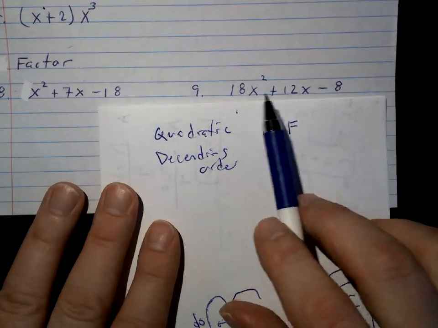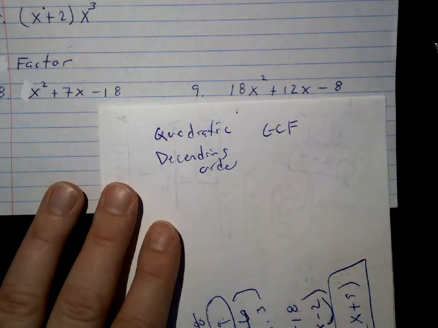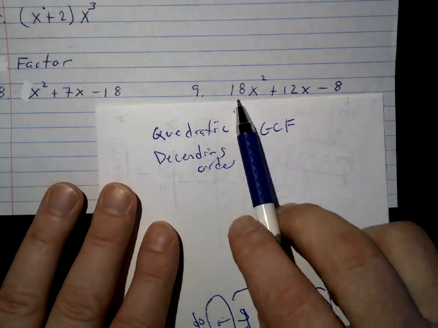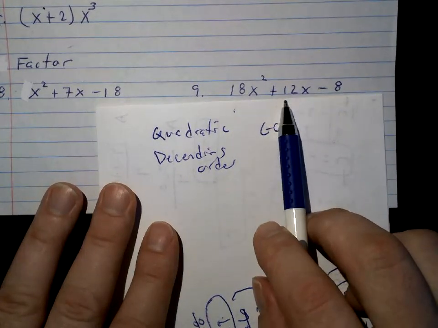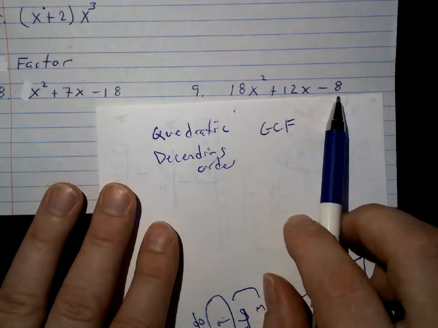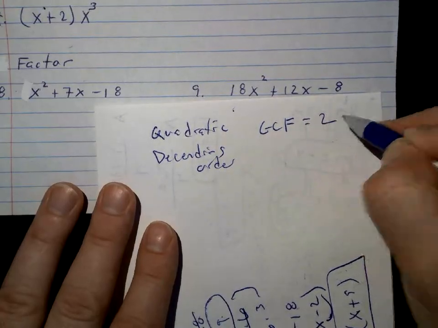What can I take out of 18, 12, and 8? The lowest number I can take out is 2. Okay, and is there anything higher than that? What about 9? 9 doesn't work because 9 only goes into 18, but not 12. What about 3? Well, 3 doesn't work because 3 doesn't go into 18. What about just 2 then? So what if I just take out a 2?